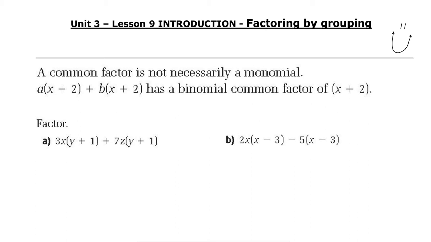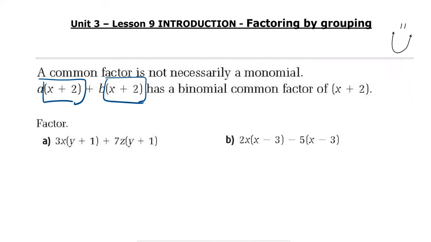Unit 3, Lesson 9, Introduction, Factoring by Grouping. A common factor is not necessarily a monomial. For example, a times (x plus 2) plus b times (x plus 2) has a binomial common factor of x plus 2. So your common factors can be expressions in brackets. And the way you factor these out is the same way you would factor out a monomial.